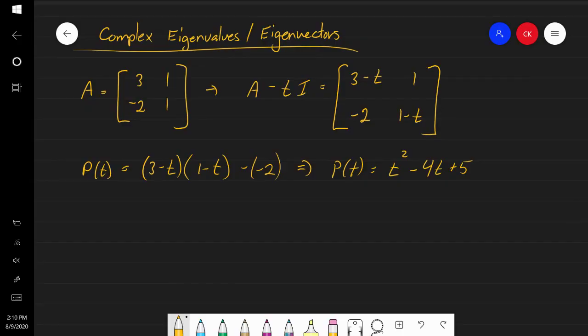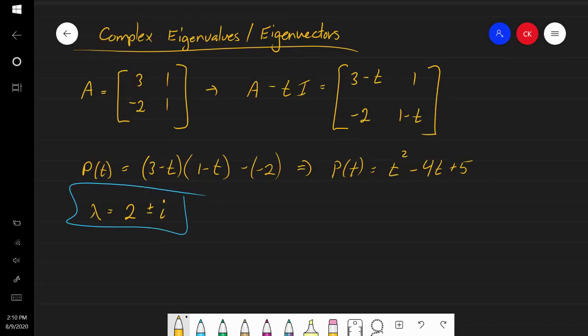In this case, we would have to apply the quadratic formula since it doesn't factor, and that would produce two eigenvalues, both of which are complex. So 2 plus or minus i are the eigenvalues that are associated with this particular matrix A. So far, there's really nothing different that happens other than lambda turns out to be a complex number.